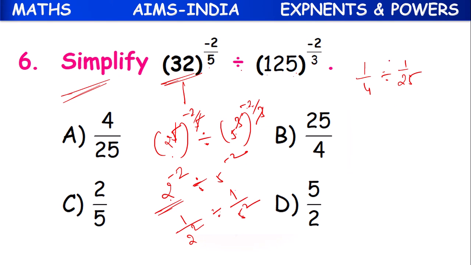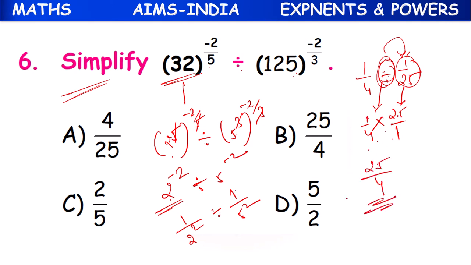But division is always inverse multiplication. So we can turn this division symbol into a multiplication symbol. Then the next fraction is to be taken as its reciprocal. So 1/4 into 25/1. 25 into 1, 25. 4 into 1, 4. 25/4, B option is the correct answer.